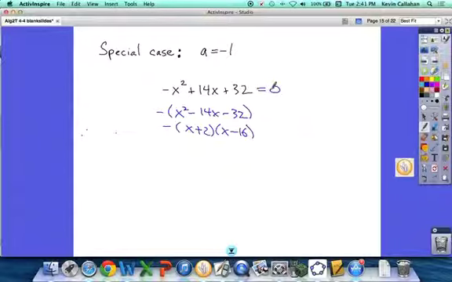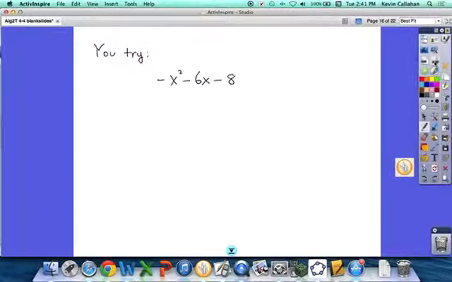But there are times when we get to the chapter on rational functions where they do factor out a negative. So it's not bad to do it. It's not hard, right? Try this one here. Factor out the negative and then factor what's inside the parentheses and then stick a negative on it.